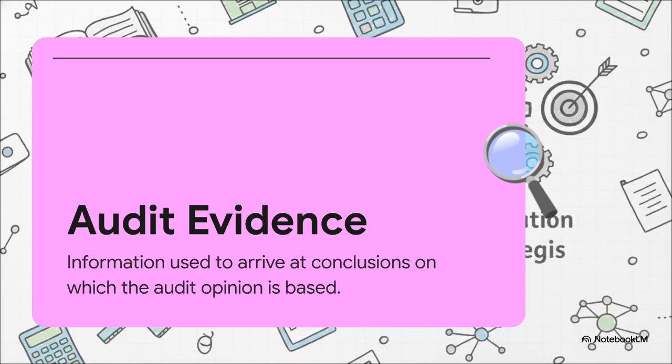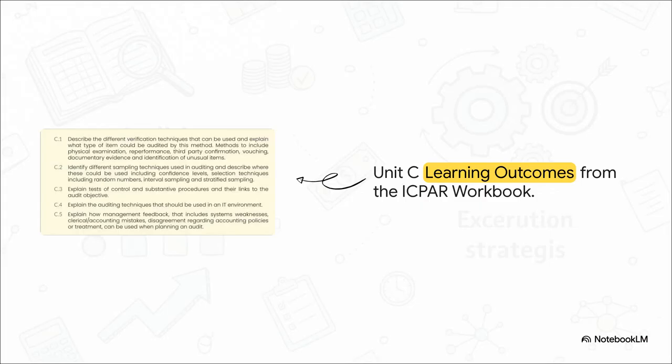These are the exact learning outcomes we're targeting from Unit C today. They essentially set the ground rules for our investigation. We really need to master different verification techniques, understand sampling methods, and figure out exactly how to link tests of control and substantive procedures to our main audit objectives.